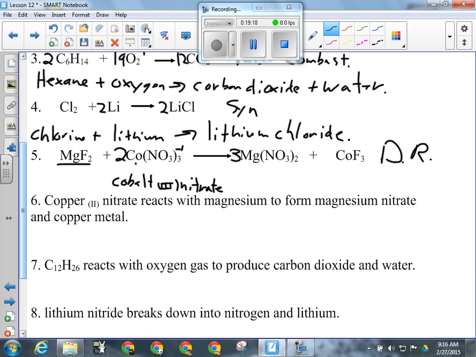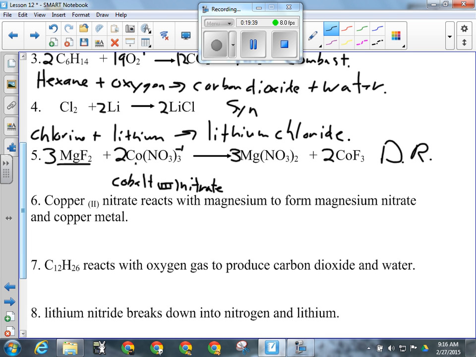Now, when I put this 2 here, it also gave me 2 cobalt, so I got to go over here and put a 2 there. When I do that, it gives me how many fluorine? 6. So I got to go over here and make 6 fluorine, and that just happens to also work out with my magnesium being 3 on both sides. Everybody with me there?